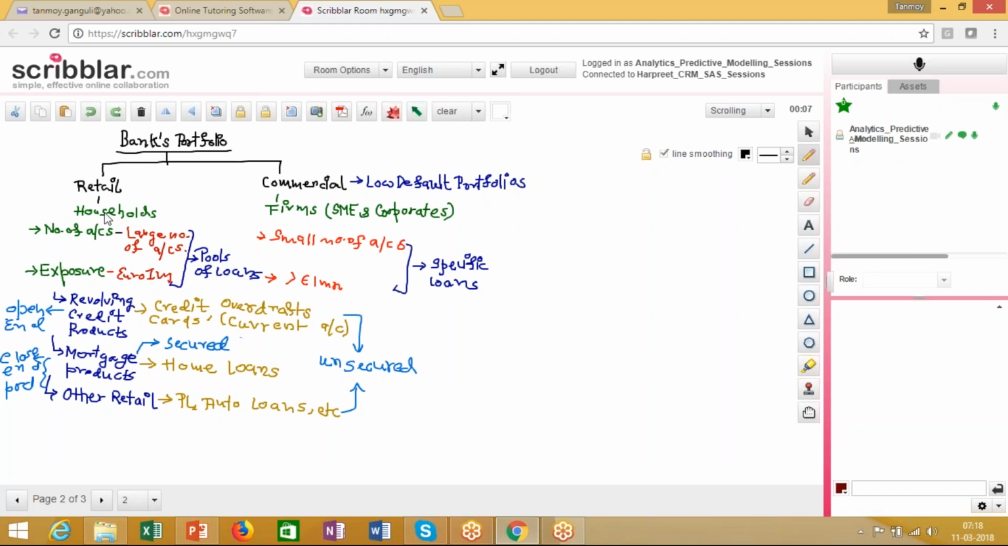right? So over here, we made a list of the basic retail products which are generally available, right? We talked about how the retail products are divided into parts. One is the revolving credit product. Next is the mortgage product. Third are the other retail products. The revolving credit products or the open-ended products are credit cards, overdrafts, and other forms of current accounts. Mortgages and other retail products are mostly closed-ended products.